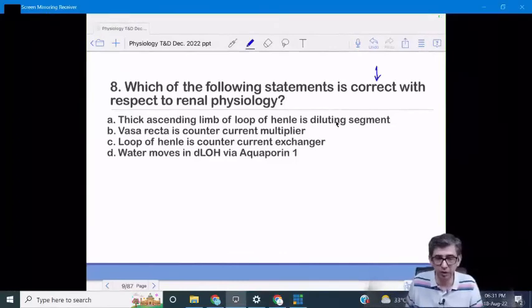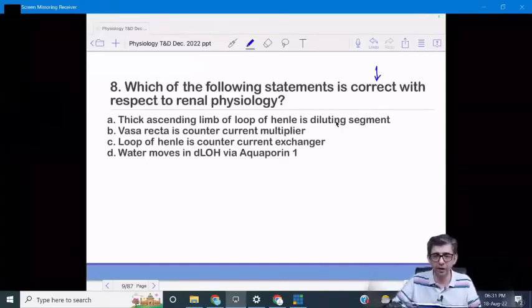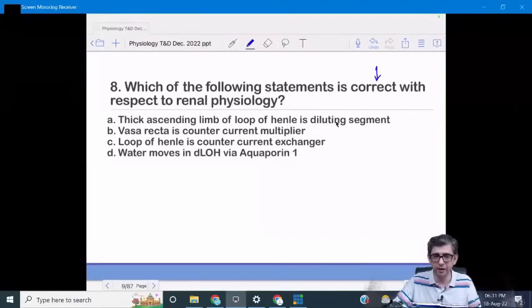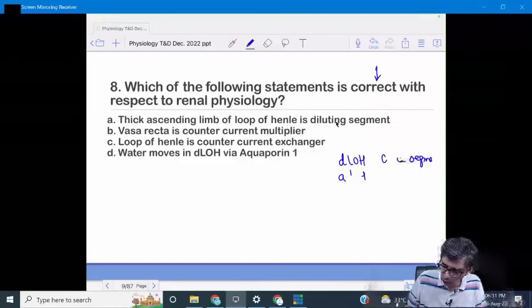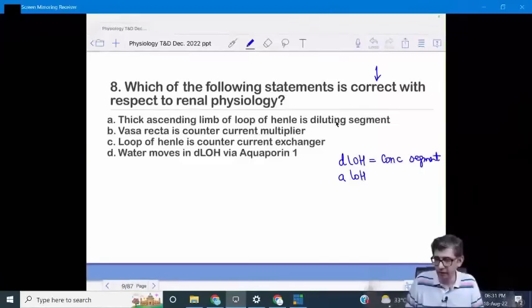Thick ascending limb of loop of Henle is called the diluting segment. Yes, it looks like a correct statement. We have a descending limb and an ascending limb. I'll write DLOH and ALOH. The descending part of the loop of Henle is called the concentrating segment, because it helps in reabsorption of water. And the ascending limb is the diluting segment. So option A looks like the answer, but let's read B.